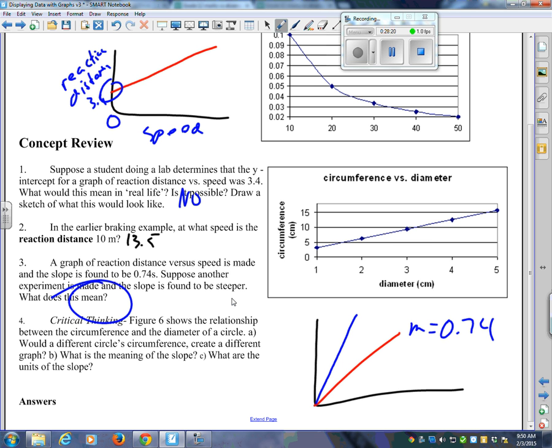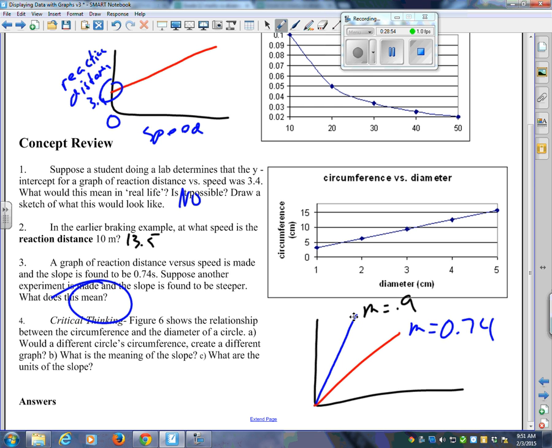Bigger, so give me a number that's bigger than 0.74. Well, 0.75 is not that much. How about 0.9? Would that be okay? Okay, so 0.9, which means his reaction time is longer, which means he's slower. You're absolutely right. He's texting or doing something, he or she. What does it mean? It means that they have a slower reaction time. Okay, last one.